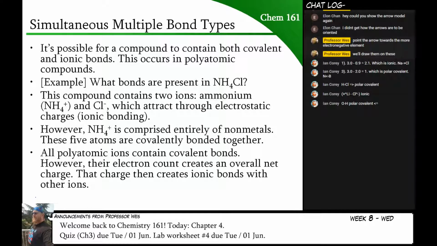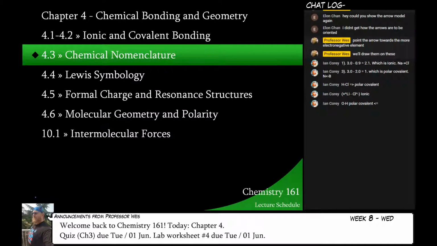All right. We're going to consider that in a little bit more detail later on when we start doing Lewis structures. But for now, we have to do everyone's favorite part of the class, naming everything. We're going to do that today. That's probably what we're going to do for the rest of the day. If we can get to Lewis symbols, that'd be great.